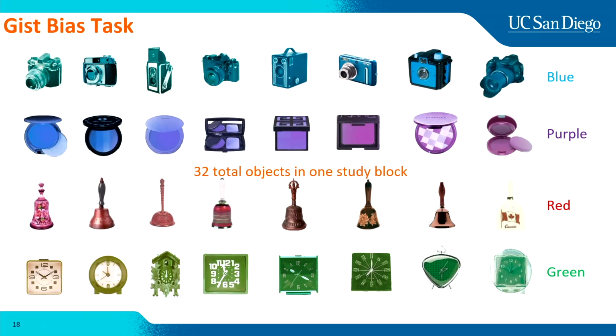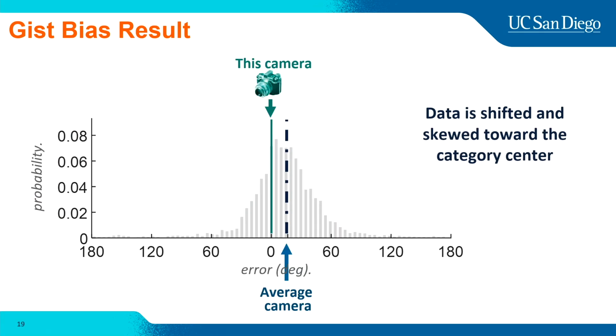Okay, now let's move on to the results of this task. First, here are the raw data. This graph shows the overall error distributions across all offset conditions. You can see that the distribution is centered slightly to the right of 0, indicating the potential systematic bias toward the gist. And it also shows some skew.